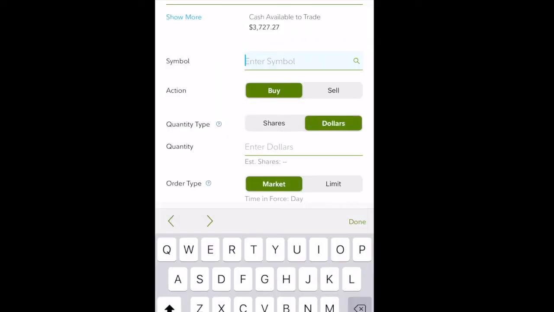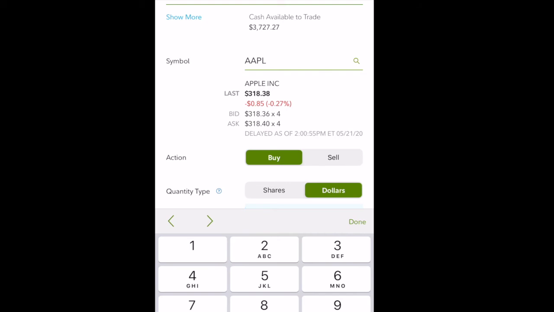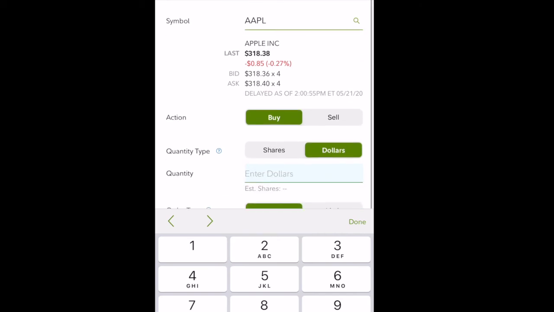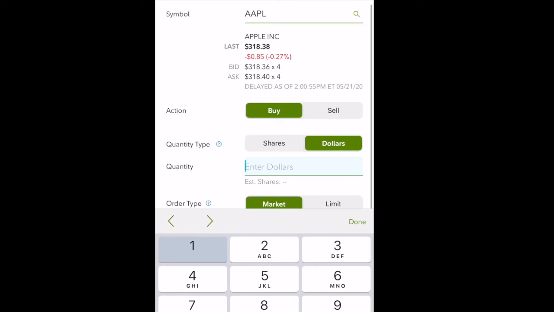And it's actually pretty easy to buy it in Fidelity. It can only be done on its mobile app. So you can choose, let's say, Apple as an example. You can buy it. Pretty straightforward steps. You put in the symbol, the ticker, and then you decide how much you want to buy.